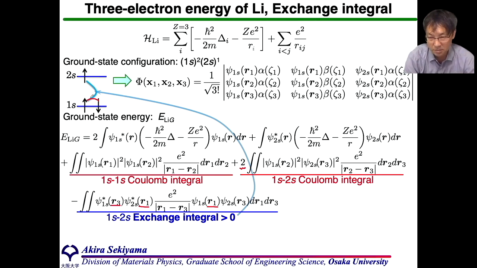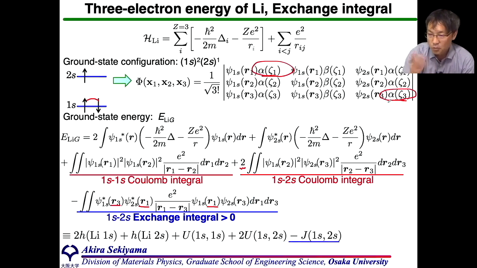Here, the concrete exchange means exchange between the 1s orbital and 2s orbital with the same spin. This integral gives a finite value for the combination of the same spin electrons, like this. Okay? Then we get total energy like this.